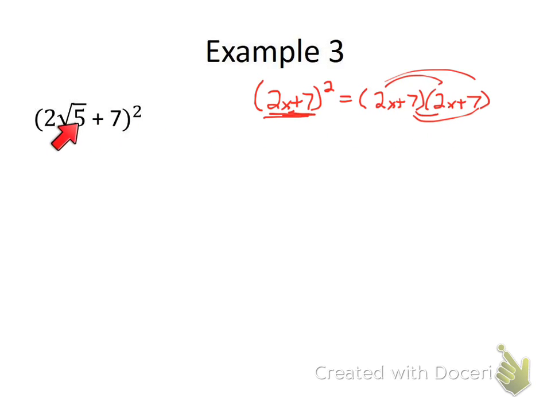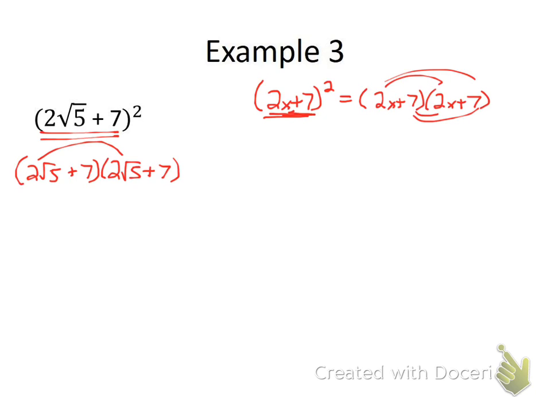So that's exactly what we're going to do here. Even though this is not an x, it's a radical. It's still the same idea. These same rules that we've learned for multiplying binomials are still going to hold true. So we have this times itself. So that's going to be 2 roots of 5 plus 7 times 2 roots of 5 plus 7. And so I'm going to multiply it like that.